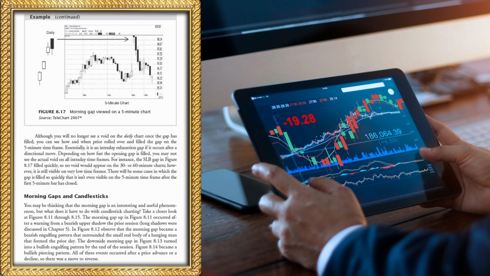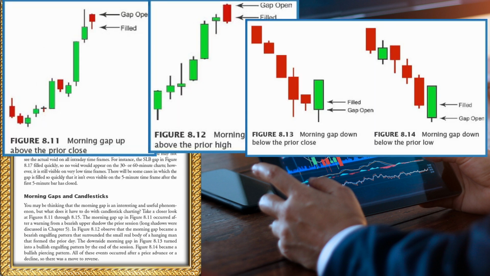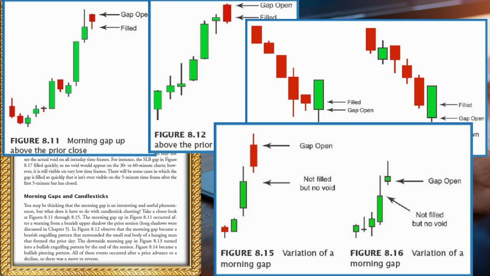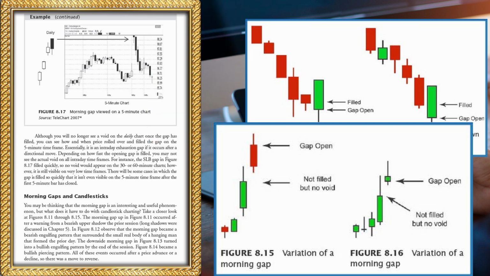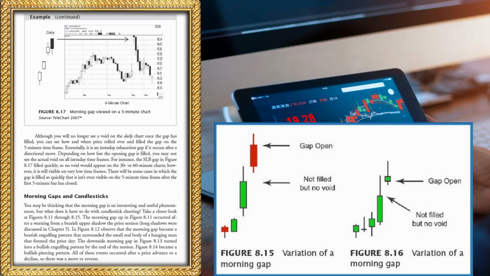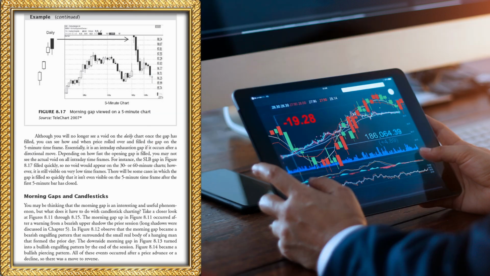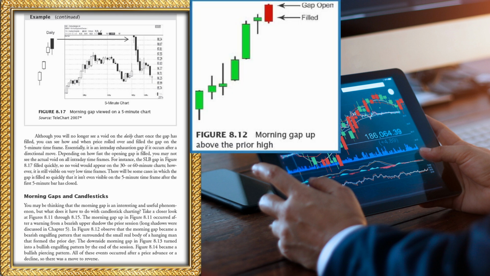Morning gaps and candlesticks. You may be thinking that the morning gap is an interesting and useful phenomenon, but what does it have to do with candlestick charting? Take a closer look at Figures 8.11 through 8.15. The morning gap up in Figure 8.11 occurred after a warning from a bearish upper shadow the prior session. Long shadows were discussed in Chapter 5. In Figure 8.12, observe that the morning gap became a bearish engulfing pattern that surrounded the small real body of a hanging man that formed the prior day.